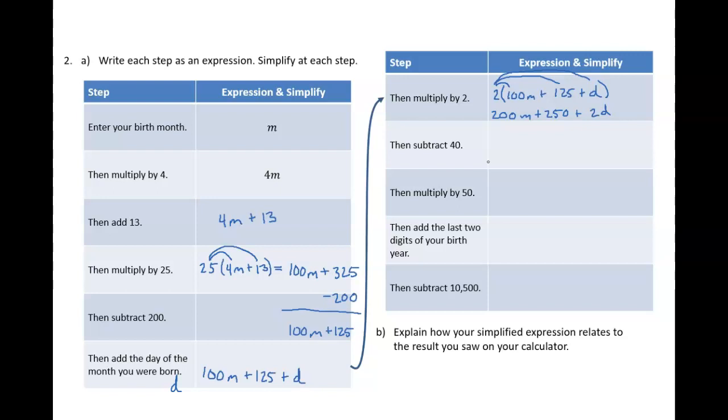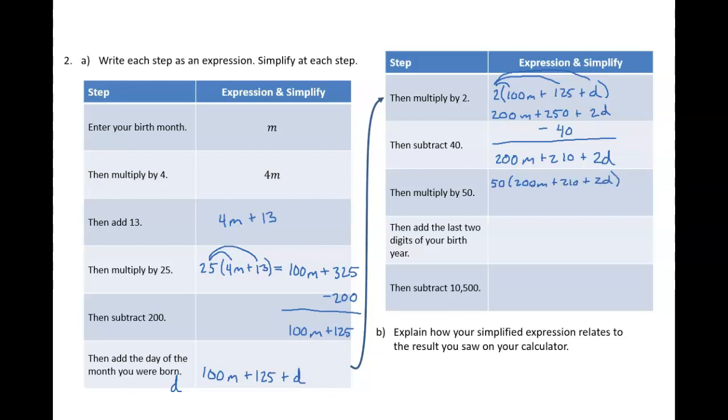All right, our next step is to subtract 40. I'm going to write that right here once again so we can just easily add straight down. I get 200m. 250 minus 40, that's just going to be plus 210. And then the 2d comes down. We didn't do anything with that. Now we're going to multiply the whole thing by 50. We only have a few more steps. Let's keep going. We multiply this whole thing by 50.